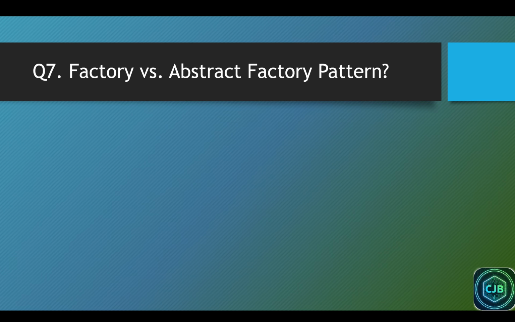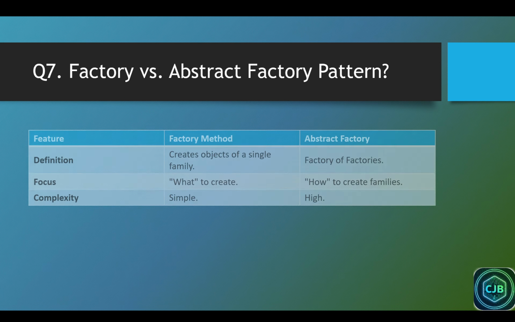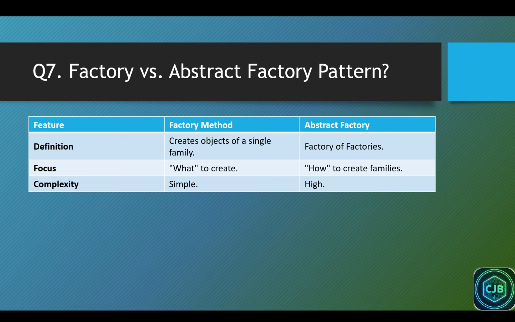Factory versus abstract factory pattern. Factory method creates objects of a single family. Abstract factory is a factory of factories. What to create in factory method? How to create families in abstract factory. Complexity is simple in factory method and high in abstract factory.